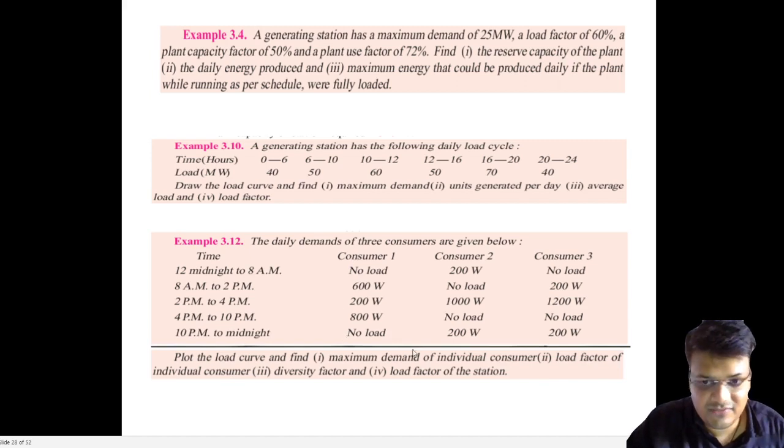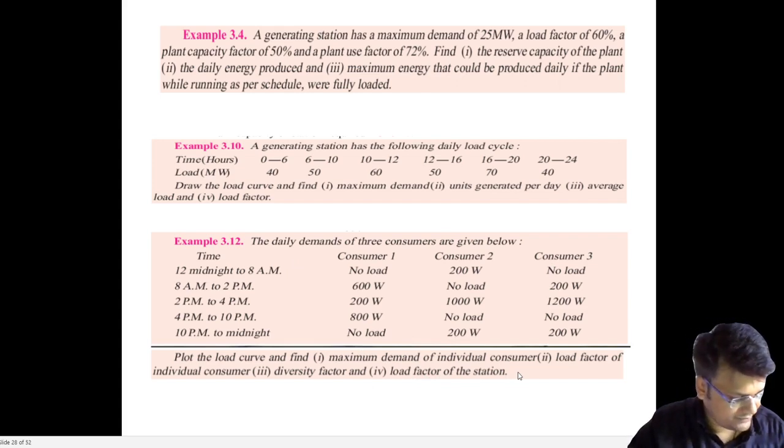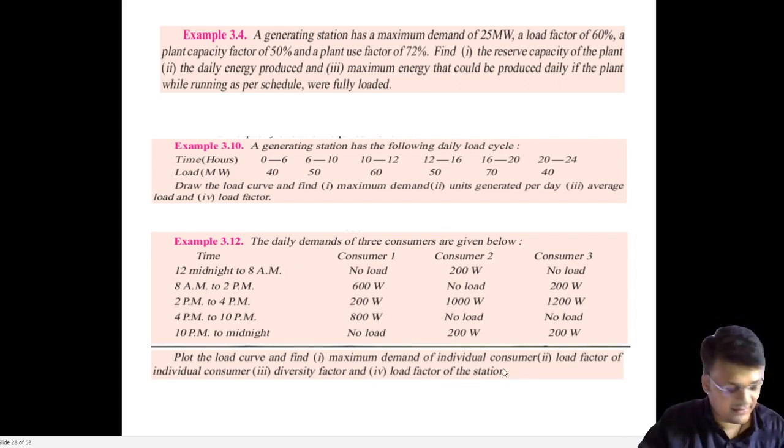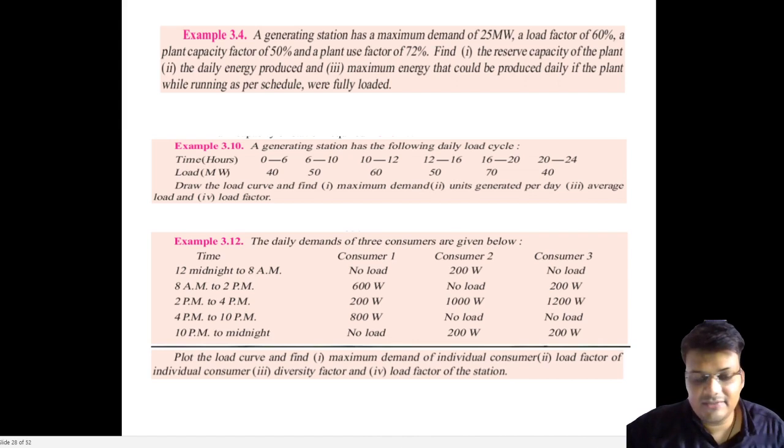So for consumer 1, what is the load factor? For consumer 2, what is the load factor, and so on. After that they are asking for the diversity factor and load factor of the station. Here for the load factor of the station we will take all the consumers together. I didn't calculate the answer. Wait for 2 minutes, after that I will show you the answer.